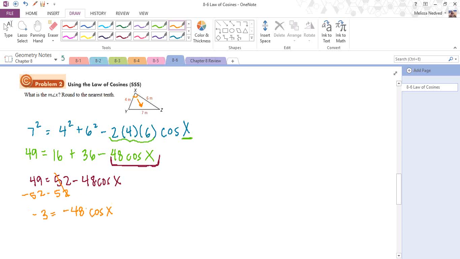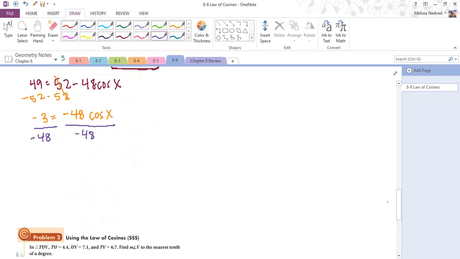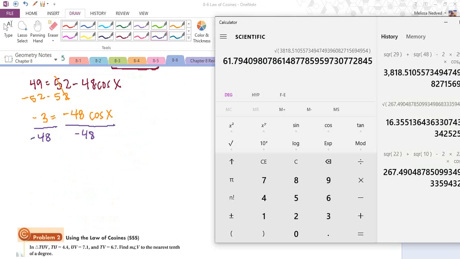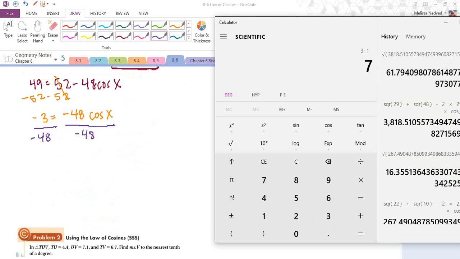Now, this should look kind of like what we saw with SOHCAHTOA. We need to get that X by itself. So the first thing I'm going to do here is divide both sides by negative 48. And it's going to give me a nasty decimal, but that's okay. Negative divided by negative is going to be positive, so I'm just going to take 3 divided by 48.